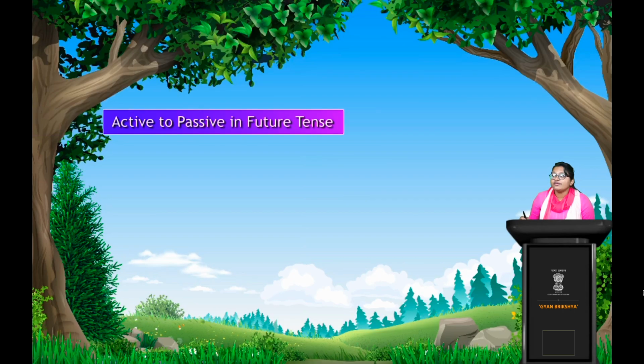Okay, so we are moving forward and let's see what we have. Now we will look at changes from active to passive in future tense. The last class we have done the changes from active to passive in case of present. Today we have started with changes from active to passive in case of all the past tenses: past indefinite, past continuous, past perfect. And now we will look at future tense.